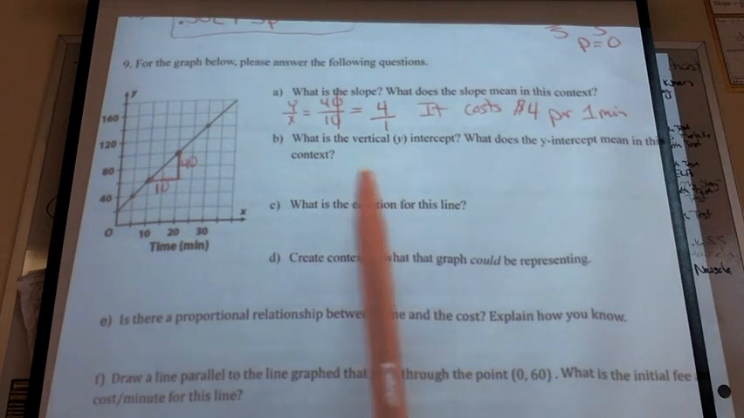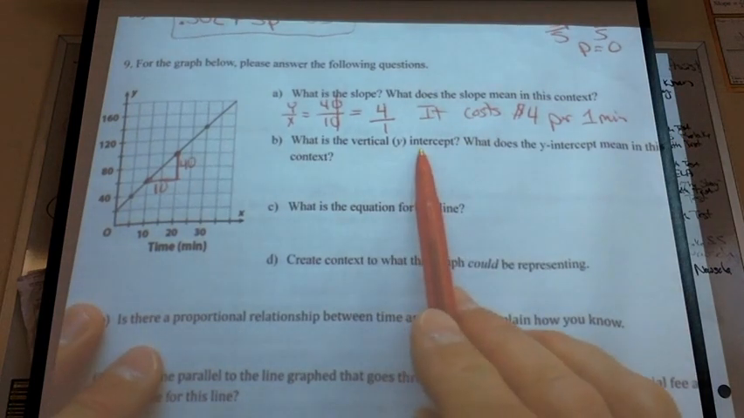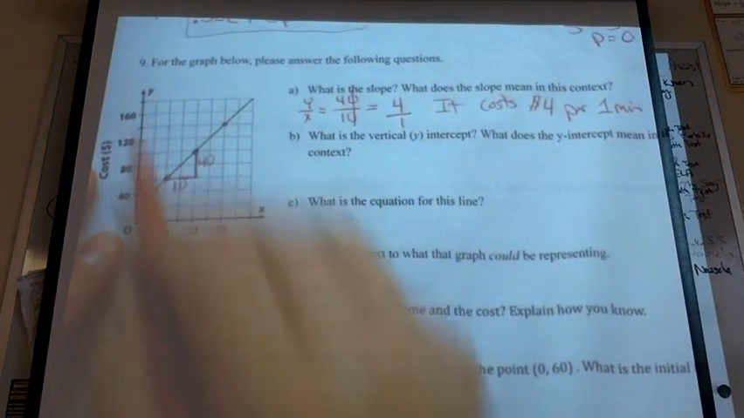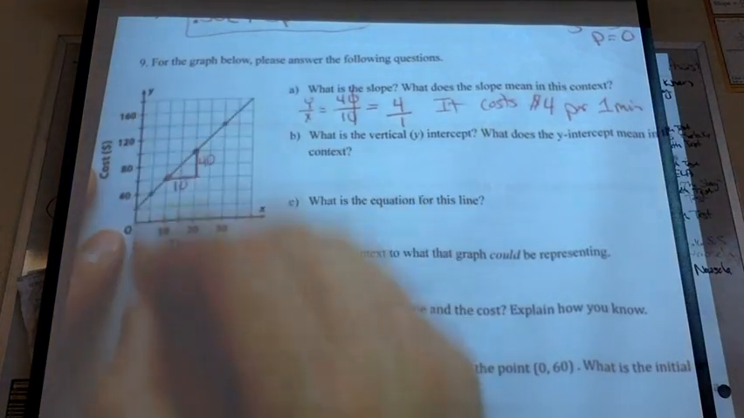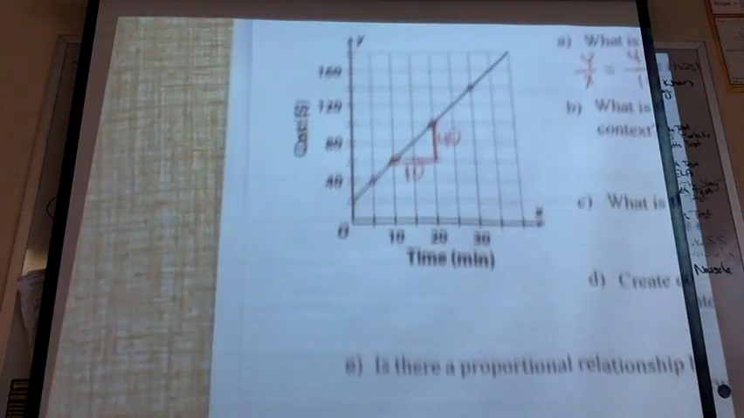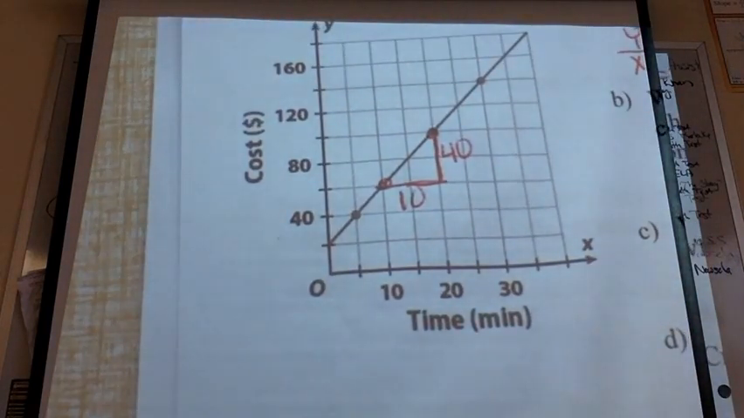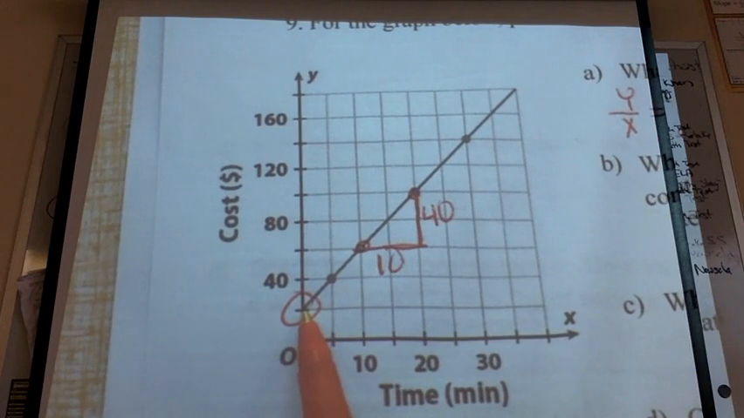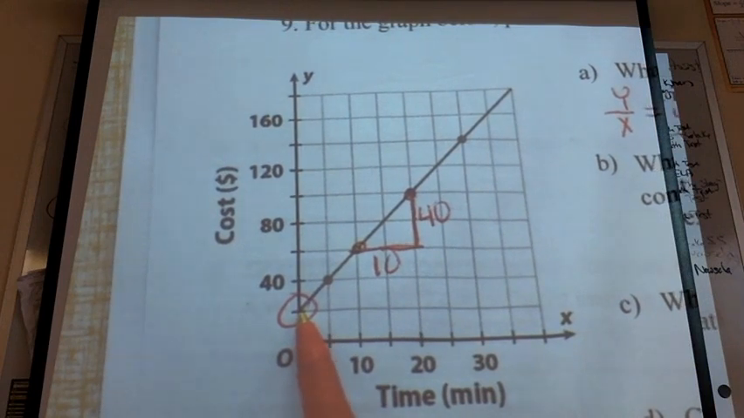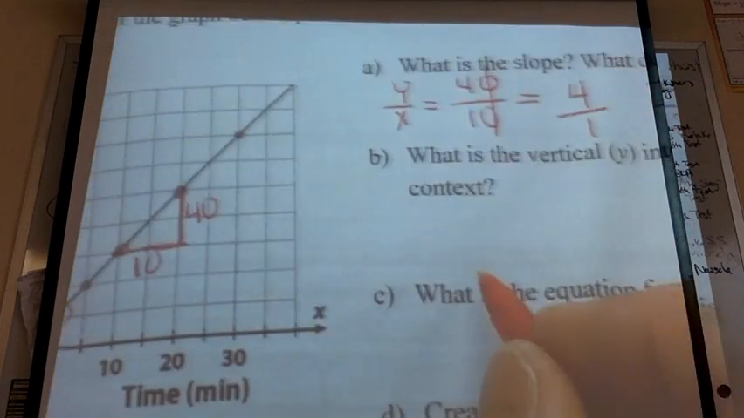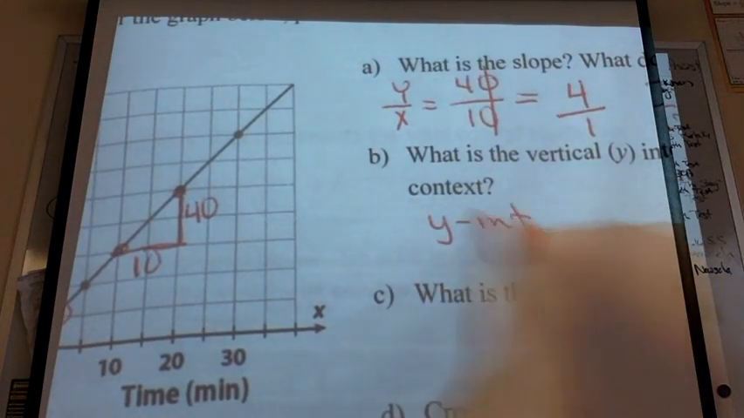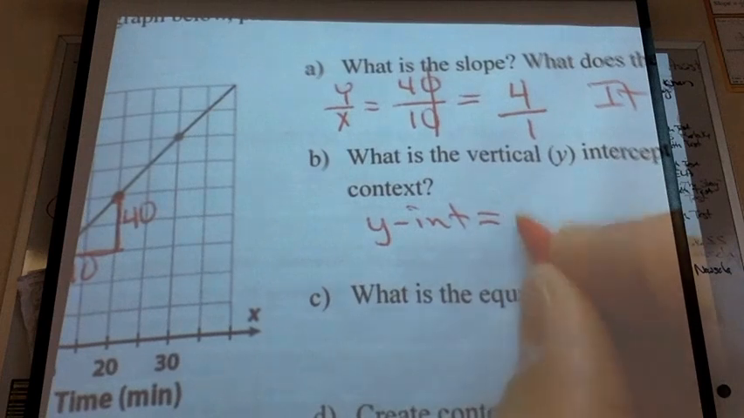Letter B, what's the vertical intercept? The vertical intercept, or the y-intercept, is where it crosses the y-axis. Looking at this, here's our y-axis, and it crosses right there. We said it goes up by 20. So our y-intercept, our vertical intercept, either one is the same thing, equals 20.